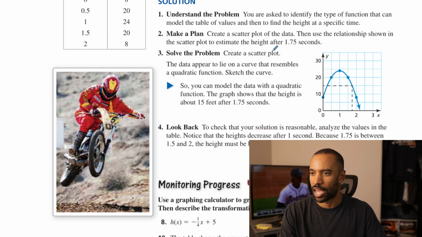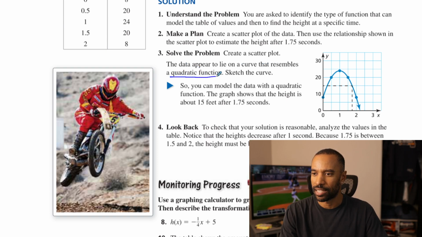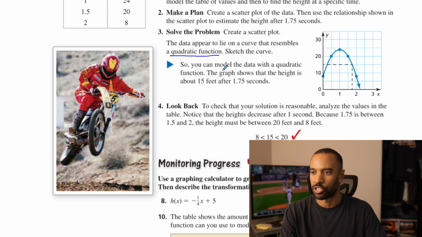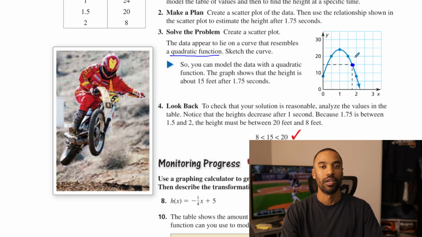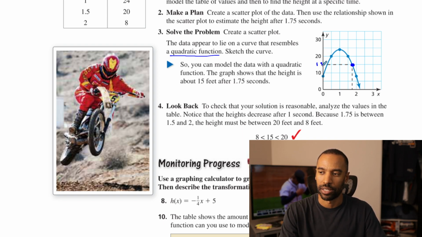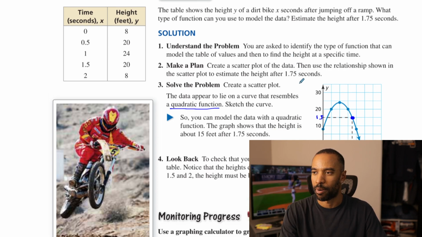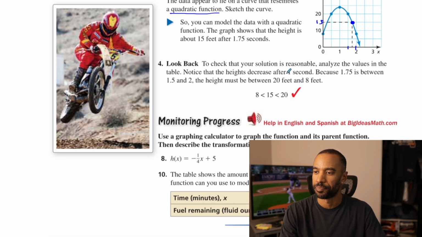Use the relationship shown in the scatter plot to estimate the height after 1.75 seconds. Your data appears to lie on a curve that resembles a quadratic. Sketch the curve. You can model the data with a quadratic function. The graph shows the height about 15 feet after 1.75 seconds. So here's 1.75. We go and look up at where that is. We're not making an equation out of it, but we're letting our graph interpolate what kind of data that's supposed to show. So it seems like it should be hitting that value of 15. That'd be 15 feet after 1.75 seconds, which is halfway between 1.5 seconds and 2 seconds. So that's how high up in the air the dirt bike should be, or I should be on the dirt bike.